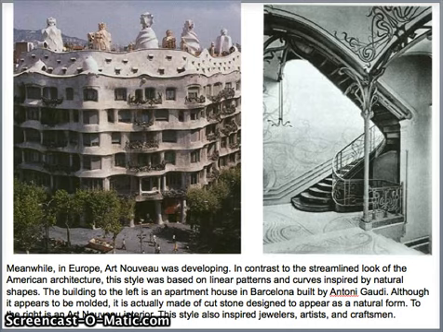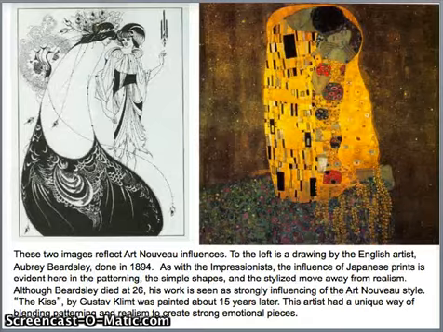This building to the left is an apartment house in Barcelona built by Antoni Gaudí. Although it appears to be molded, it's actually made of cut stone, designed to appear as a natural form. We call it the ice cream cone building because can't you just see the soft friezes on the roof? To the right is the interior based on an Art Nouveau design. This style of Art Nouveau has also inspired jewelers, artists, and craftsmen of all kinds.